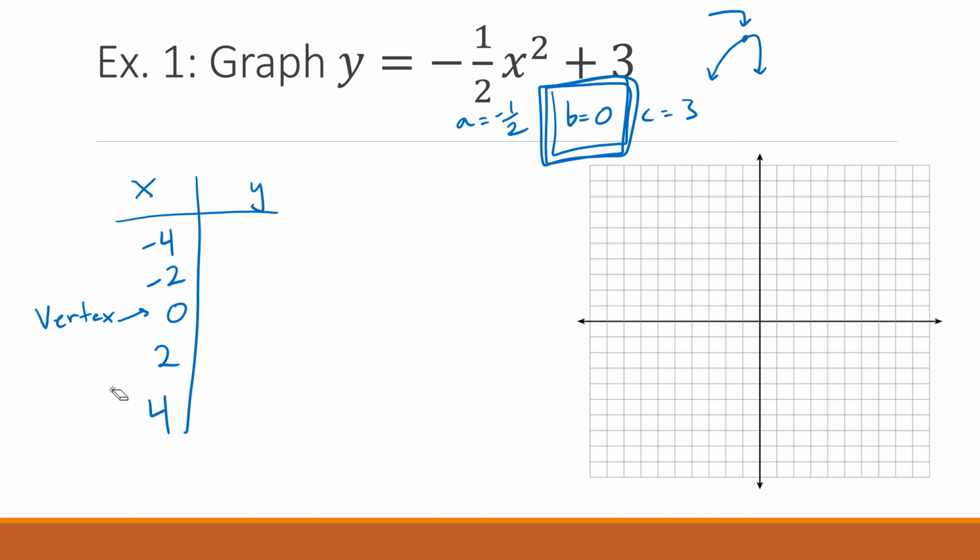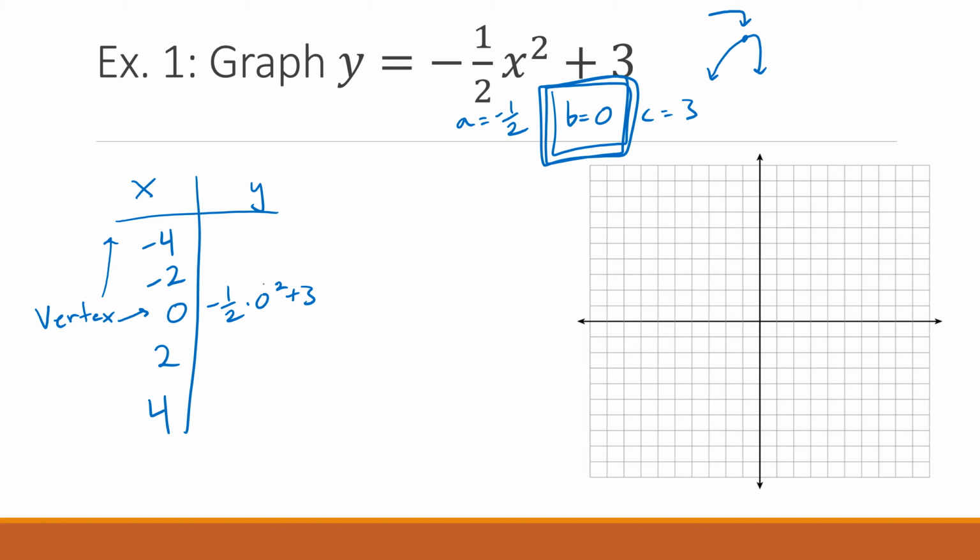Now to figure out the y's, I just need to plug in these points, but let's make use of symmetry. Remember that the parabola is going to be the same going this way as it is going this way. So if I figure out just these points, I should be able to put the y values over here, and you'll see what I mean. So, okay, let's start out with 0: -1/2 times 0 squared plus 3.